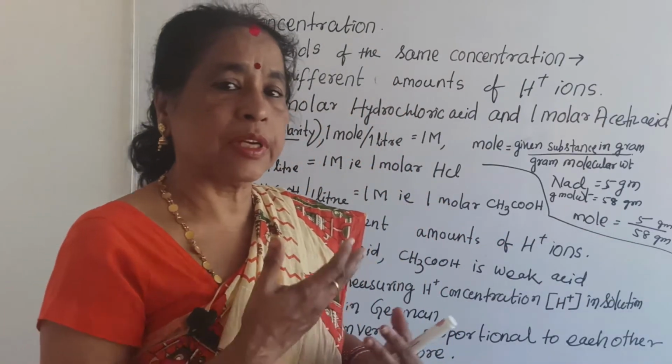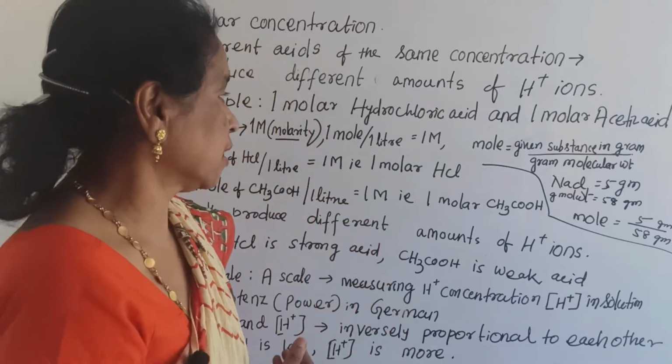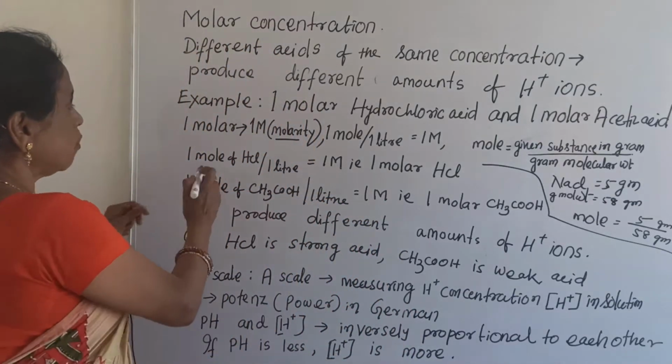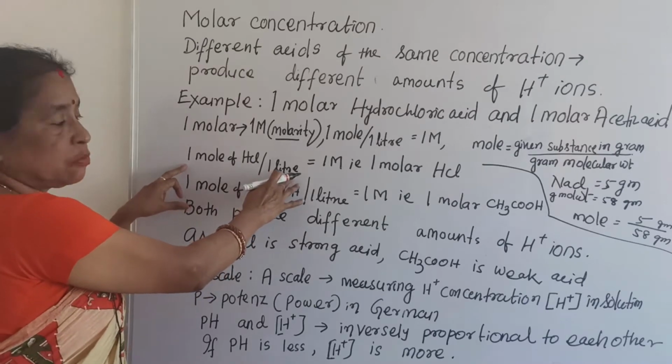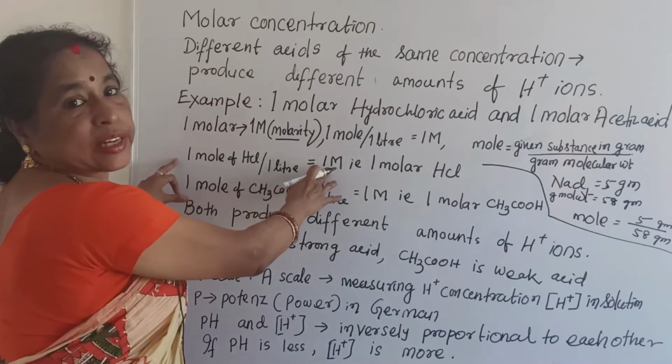All the things will be clear in 11th class. Now here, 1 mole of HCl, if dissolved in 1 liter of water, is called 1 M.